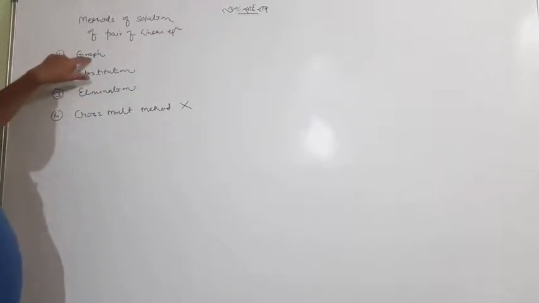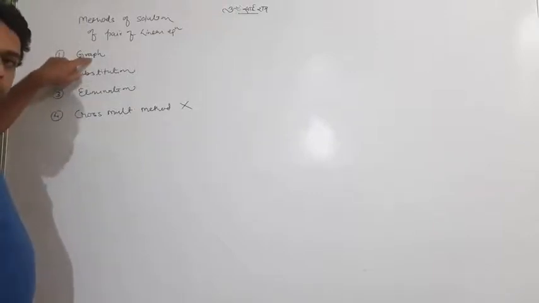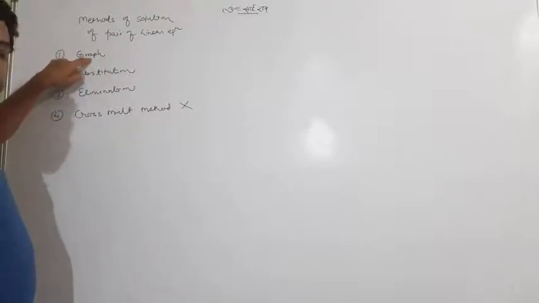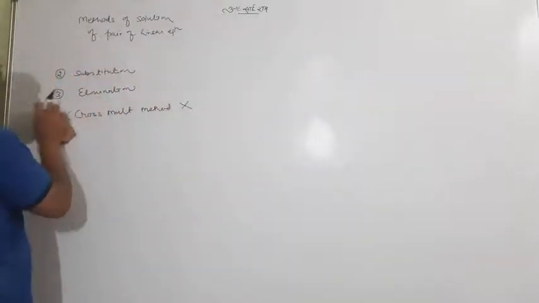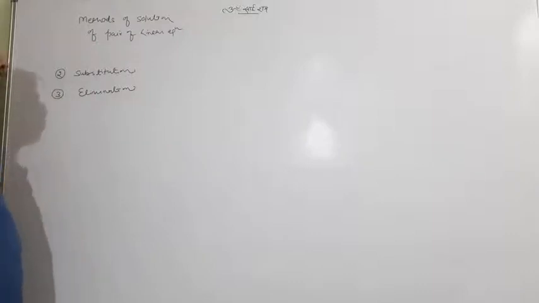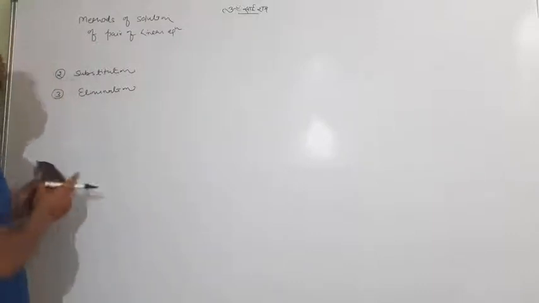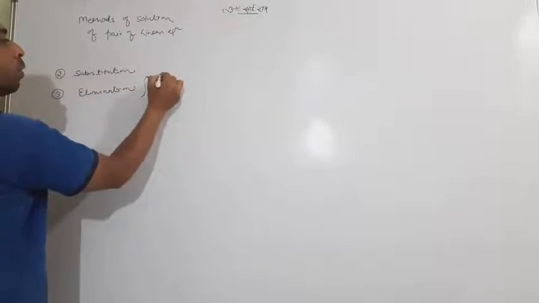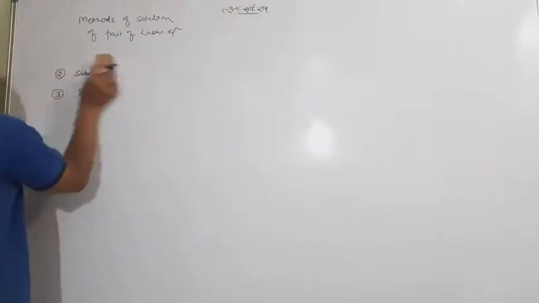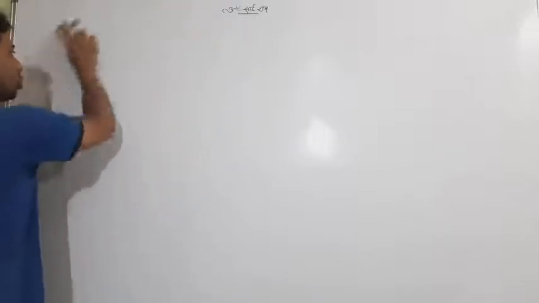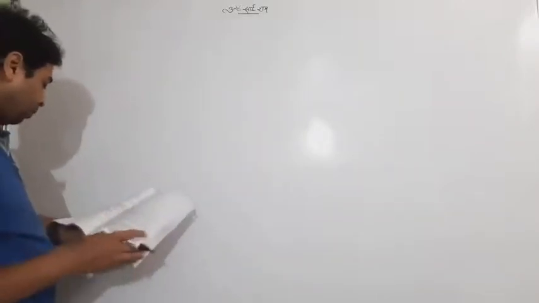The graph you have already seen, and by the graph we have seen the kinds of solutions. Now we will have two more topics to study: the substitution method and the elimination method. These two methods are for getting solutions. So one by one we study both. First we study the substitution method, and it is just a method. By a question I can explain how we can use this method.